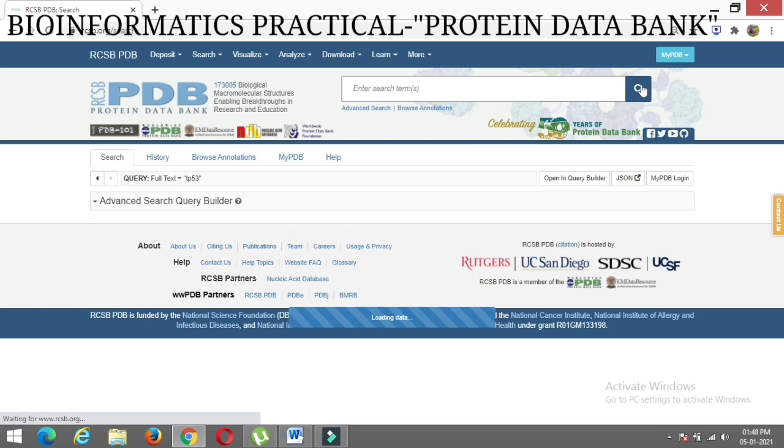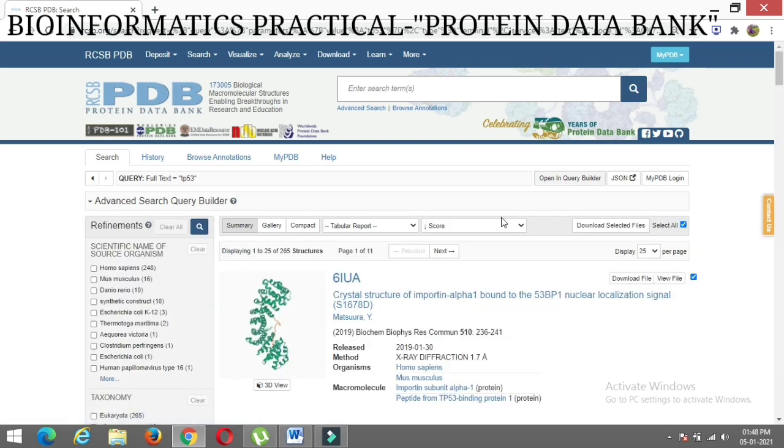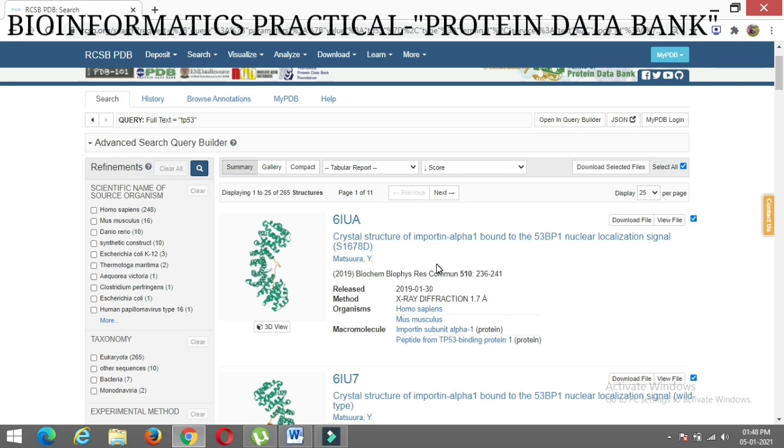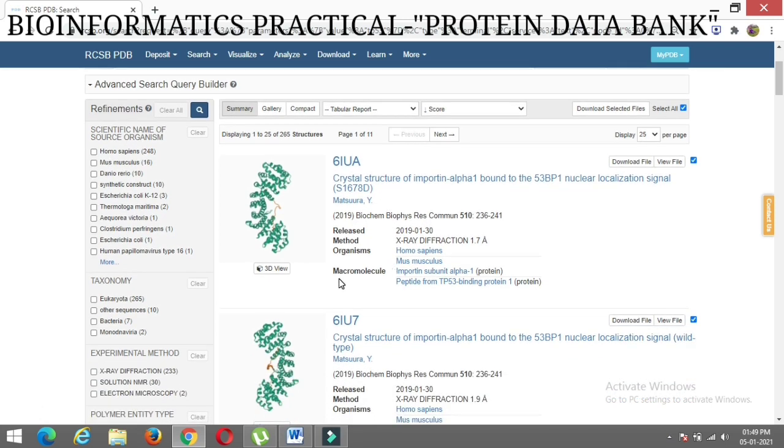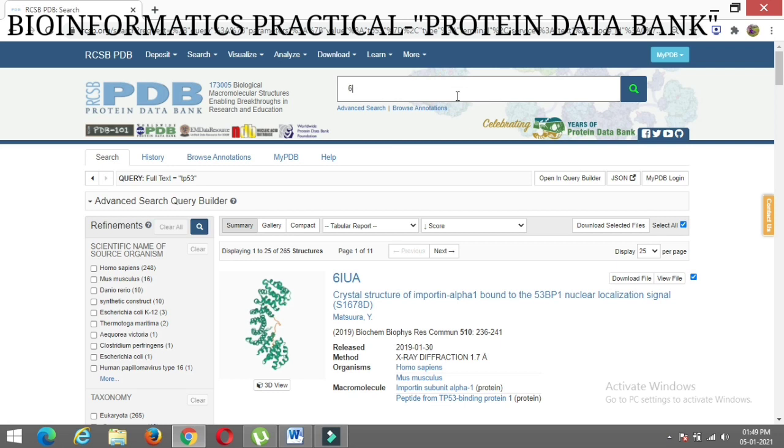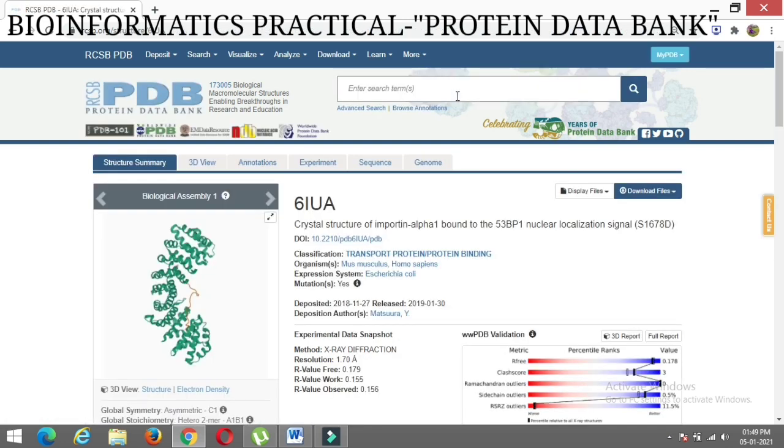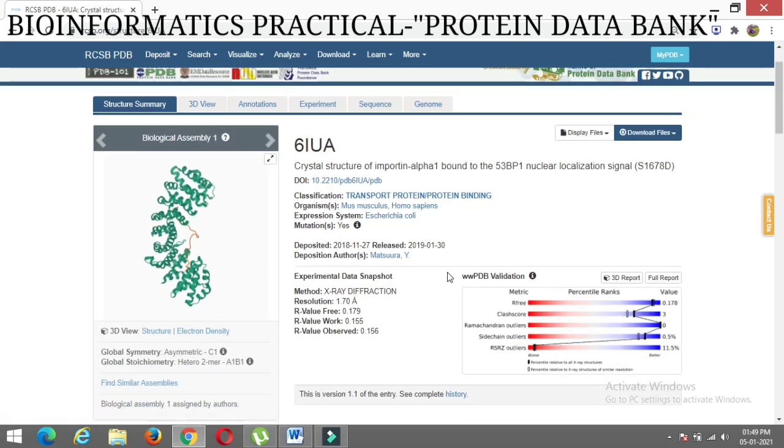After that you will get an interface where you will see your protein of interest, that is TP53. Basically the organism is human, Homo sapiens, which means TP53 is present in Homo sapiens, and this is the accession number. You can also access this protein through the accession number 6IUA. Suppose I write 6IUA here, I will get to access this protein directly by the accession number, without typing its name, TP53.